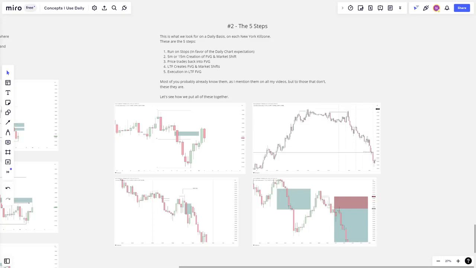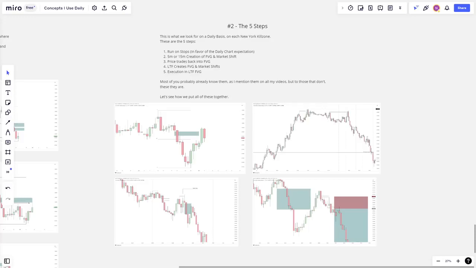So the 5 steps are: first, a run on stops in favor of the daily chart expectation, right? So we first analyze the daily chart. We understand that we're either bearish, bullish, whatever. And then we go into lower time frames and wait for first a run on stops. Second, there has to happen a 5 or 15 minute creation of a fair value gap and a market shift.